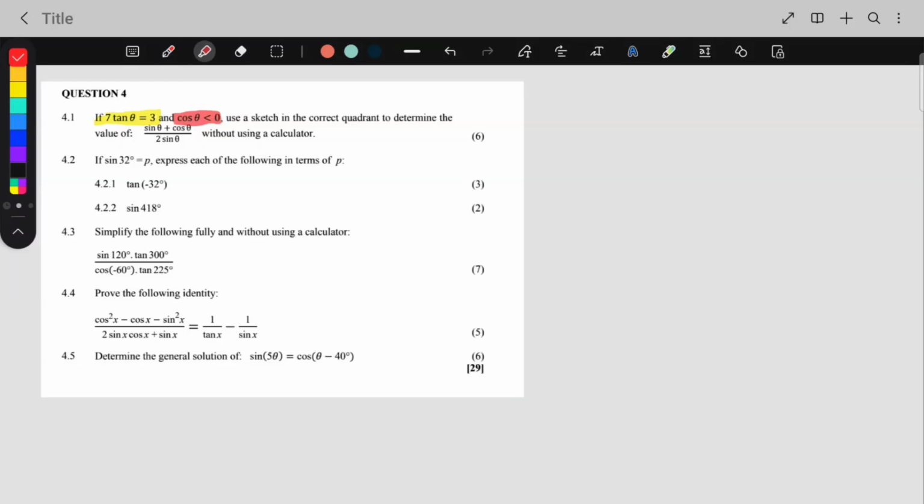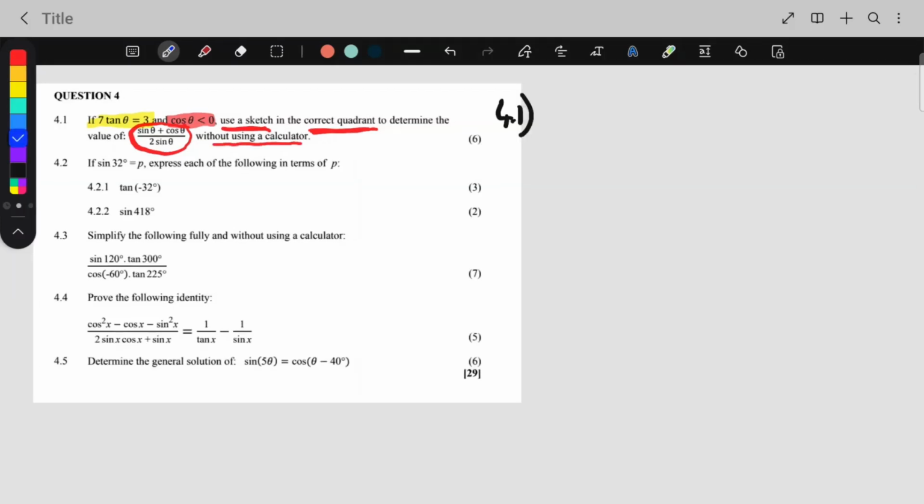And they say that cos is less than 0. So cos theta is negative. Then the instruction is use a sketch in the correct quadrant. So we have to choose the correct quadrant, and we have to determine the value of this expression without using a calculator.